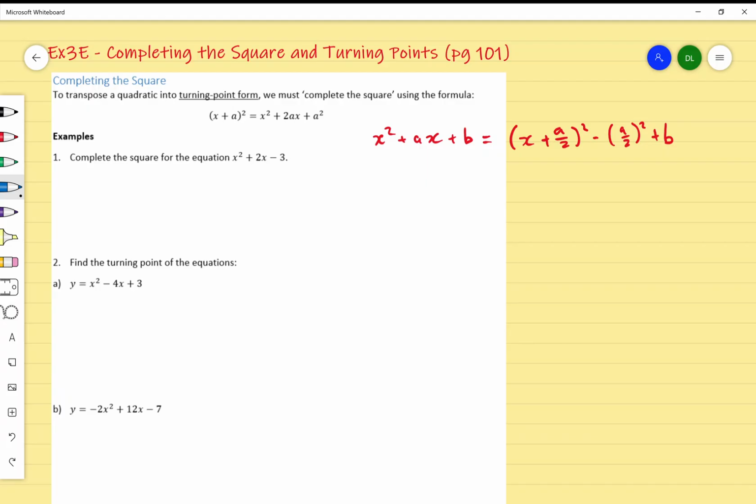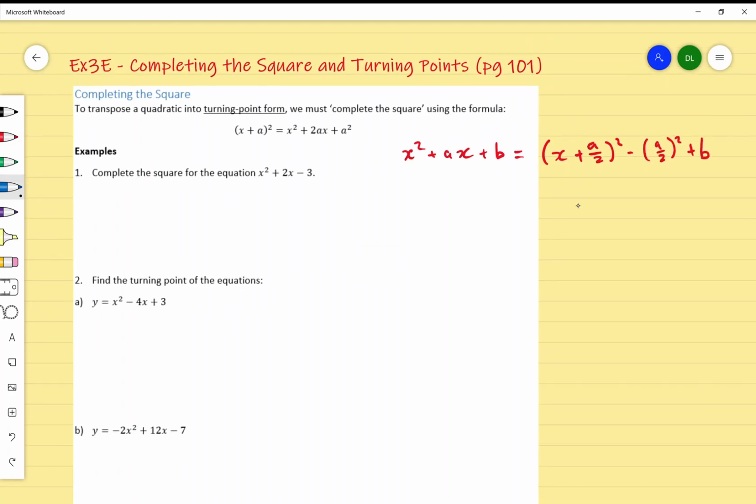I've got x squared plus 2x minus 3. What is my value of a? So what is the number in front of the x with a single power? 2, positive 2, easy. What is my b value? Negative 3. I'm going to use my formula. So it equals, bracket, x plus my a value, which is 2 over 2, all squared there, minus a over 2 squared, so a is 2 over 2 again, all squared.